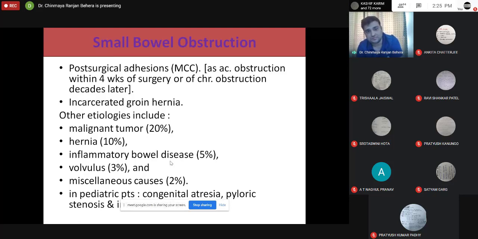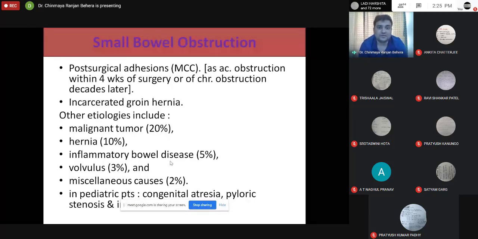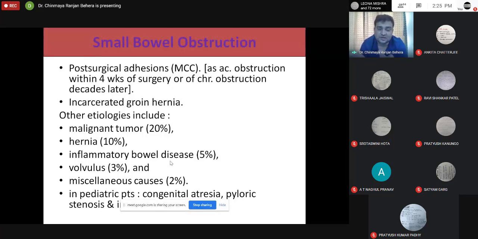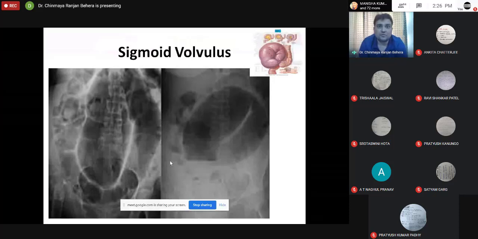If it is because of an obstructed or incarcerated hernia, then you have to do an emergency exploration. See the hernial sac. If the bowel is gangrenous, you have to resect the bowel, do a resection anastomosis and a herniorrhaphy. Or if the bowel is healthy, then you push the bowel inside the abdomen and do a herniorrhaphy. Volvulus has to be dealt with accordingly. I'll come to volvulus now.